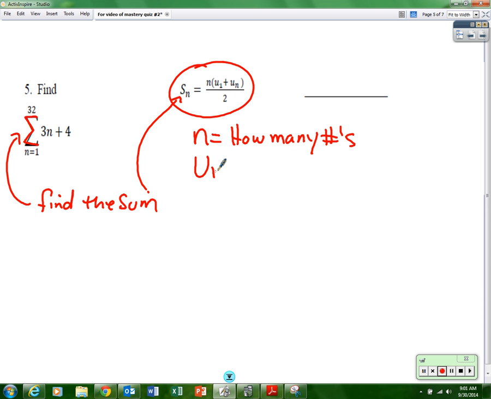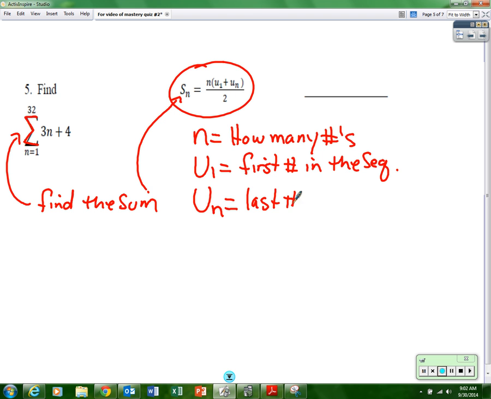Then we've got U sub 1. Okay, that should be obvious. That would be the first number in the sequence. Then we've got U sub n. Well, n is unknown, but I'll show you what it is in a little bit. That represents the last number in the sequence.